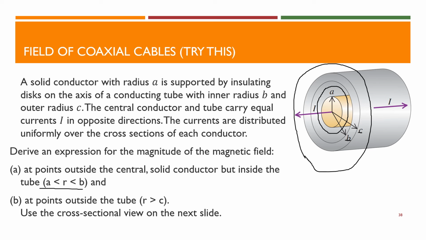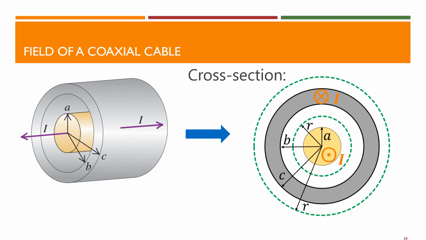So the cross-sectional view of this problem is given as follows. The dotted lines trace your Amperian loop. And this is the preferred view for the current. So I implore you to try this problem here.